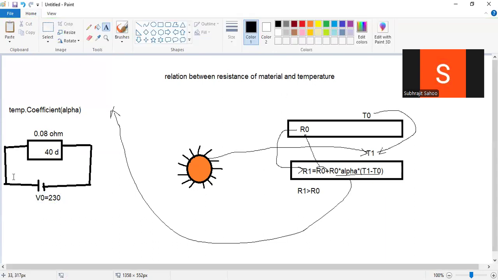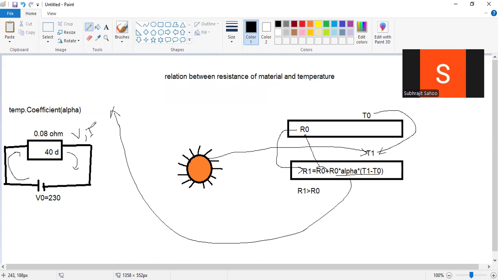Here you can measure the current. This is the material. When the current passes through this material, because of its resistance there will be a drop in voltage. You can measure the voltage on this side and on this side. There is a drop in voltage because of the resistance of the material. With a voltmeter and an ammeter, I can measure the voltage and current, V and I.